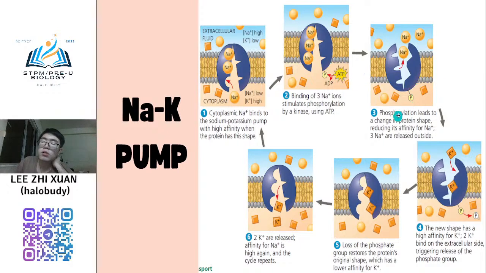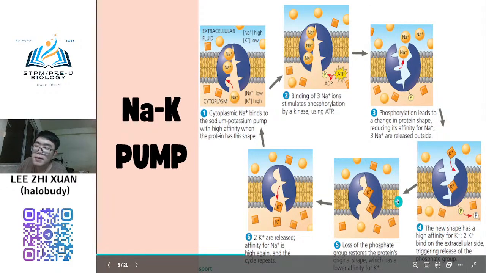So when it binds already, this phosphorylation will cause the carrier protein to change shape. When it changes shape, it will reduce the affinity for the sodium ion. Because it has already changed shape, this carrier protein no longer has affinity for the sodium ion. So the sodium ion will be released from the carrier protein to outside the cell. Okay. Now when it changes shape, it has affinity for the potassium ion. It likes potassium ion now. It already has the same shape as the potassium ion. So two potassium ions will bind to this carrier protein.